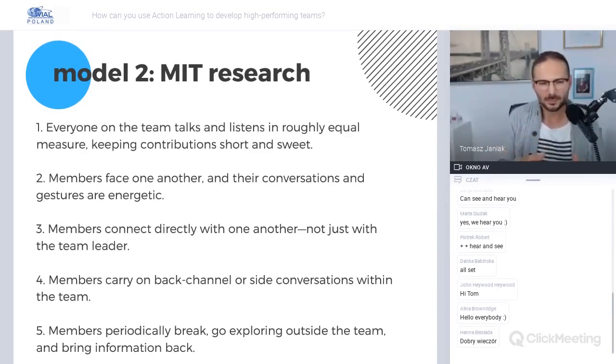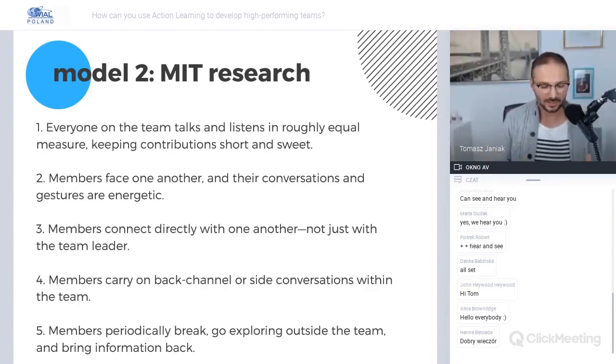So this probably means that when people have something to ask about, or a remark to give, but not necessarily to everyone in the team, but to one person, they use this back channel of the conversation to ask the question or give the remark, and they don't use the space of the entire team.